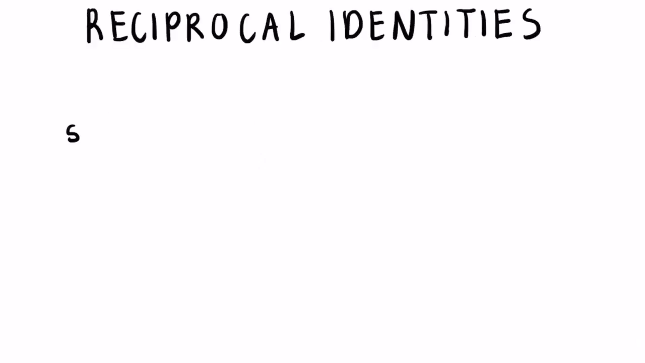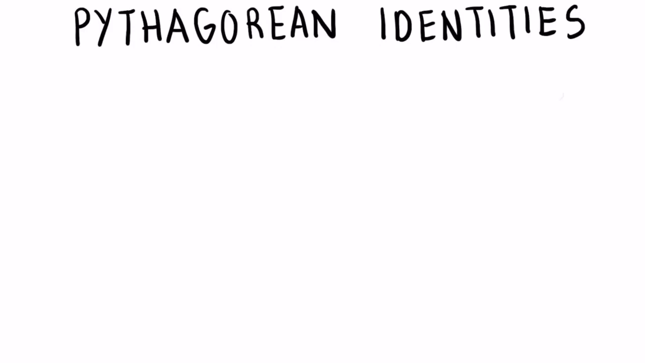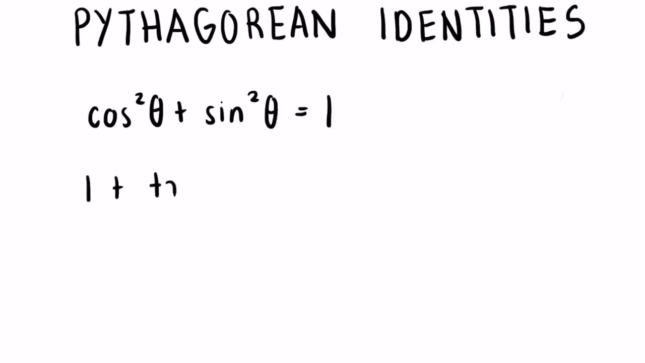The reciprocal identities are sine theta is equal to 1 over cosecant theta, cosine theta is equal to 1 over secant theta, and tangent theta is equal to 1 over cotangent theta. And lastly, for our Pythagorean identities, we have cosine squared theta plus sine squared theta is equal to 1.